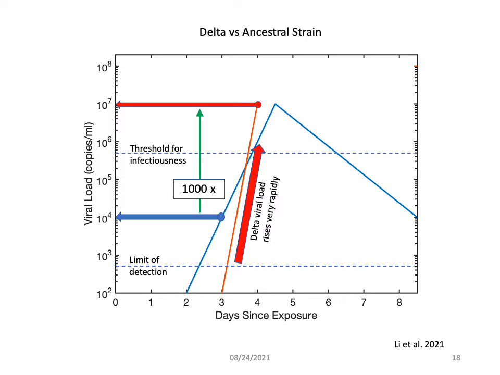Compared to the ancestral strain, it was shown that the viral load in Delta on day one after detection is 1,000 times larger than the viral load in the ancestral strain at the same time. This is one reason why, if you are unvaccinated, you have to undergo frequent rapid testing that can tell you soon enough if you have been infected or not.